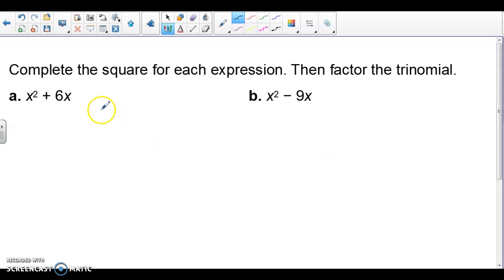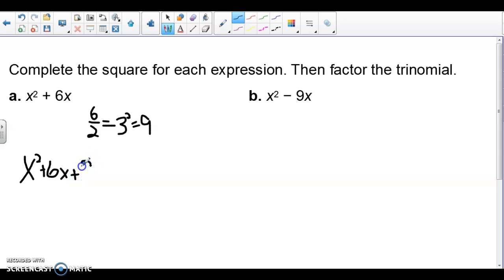So for a, we have x squared plus 6x. Our b value is 6. So if I take half of 6, well, that would give me 3, right? So half of 6 would be 3. So that was the first step. Now I'm going to square this, and that gives me 9. So half of b squared would be 9. So now I'm going to add 9 to this. So I have x squared plus 6x plus 9.